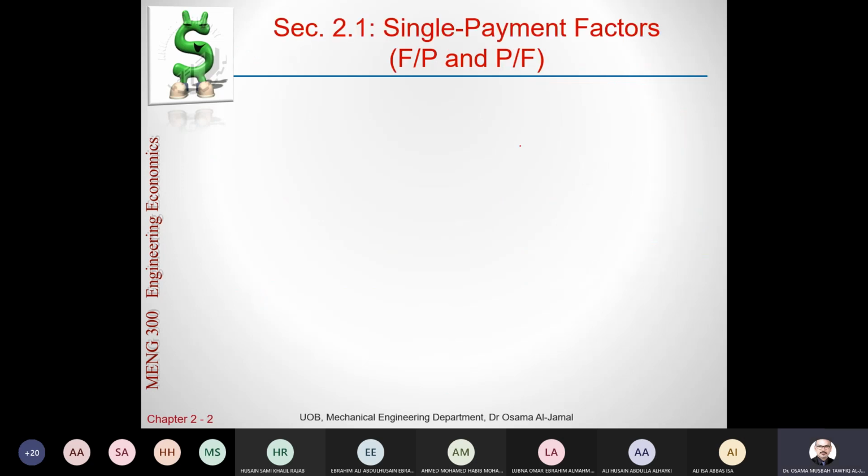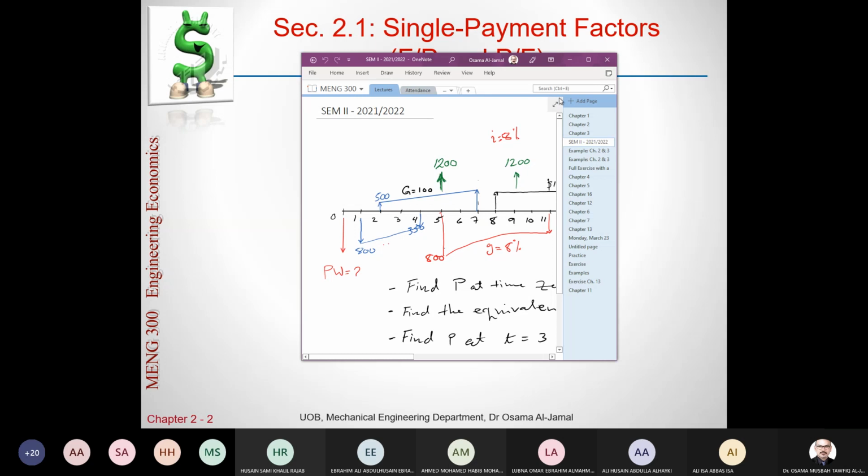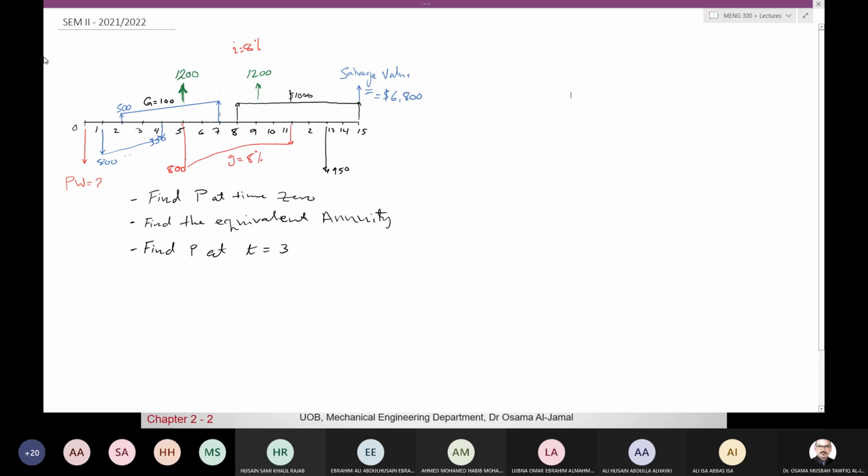What we are doing here now, let us see it, for example, in this example here. What do we have in here? To combine all what we said earlier, to find a single payment for F given P or P given F, represent what for P given A or A given P. Notice what do we have? Because later on, we are going to combine all what we have in one cash flow diagram.